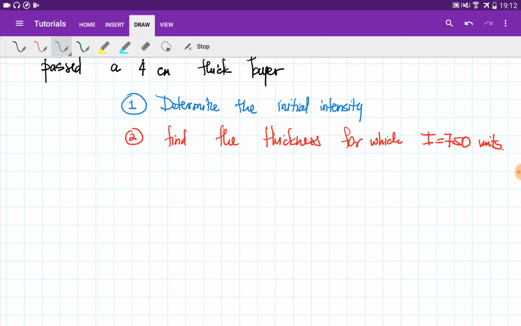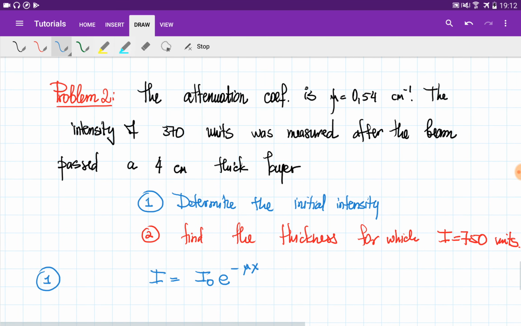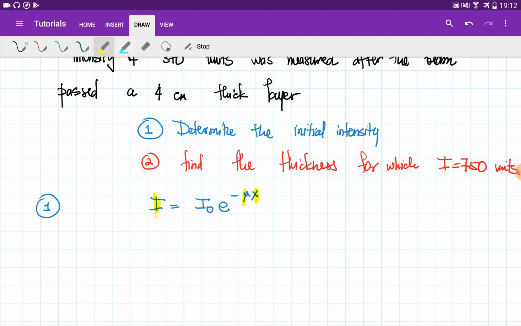So let's find the first one. Again, we are always going to use the same formula. I is equal to I0 e to the power of minus mu x. In this problem, we are given mu, and we are given that the intensity is equal to 370 after it passes through 4 centimeters. The only thing we don't know is I0. We just need to find this I0.